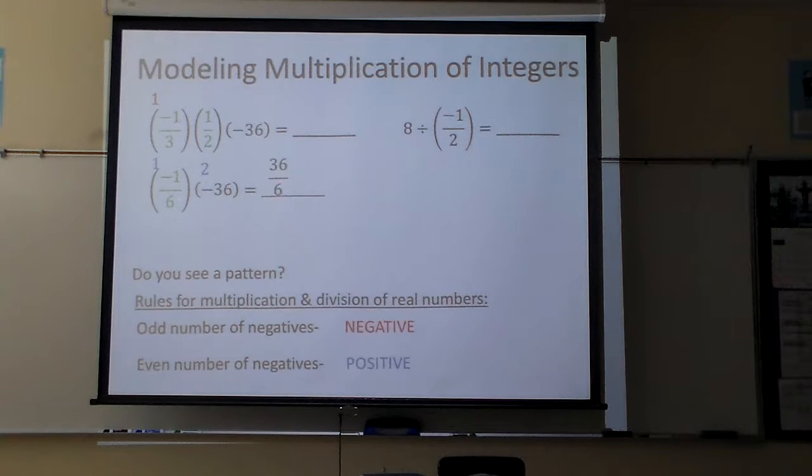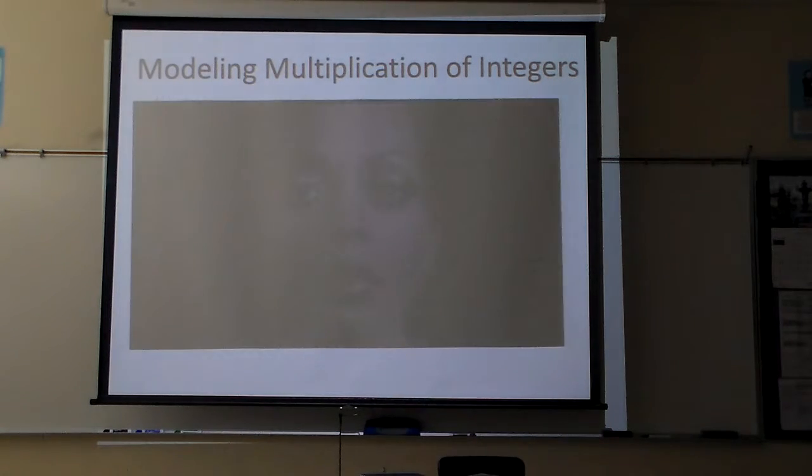And I have 36 over 6, because negative 1 times negative 36 makes 36. 6 times 1 is 6. I can't leave it like that because 6 will go into 36 exactly what? 6 times. Okay? Now then, we have a problem. We have a number divided by a fraction. All right? Do you know what we have to do when we have a number divided by a fraction?